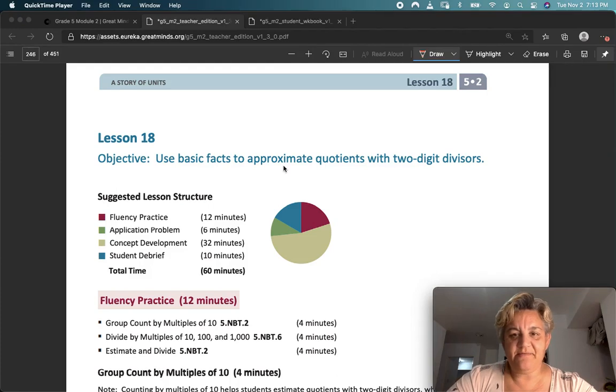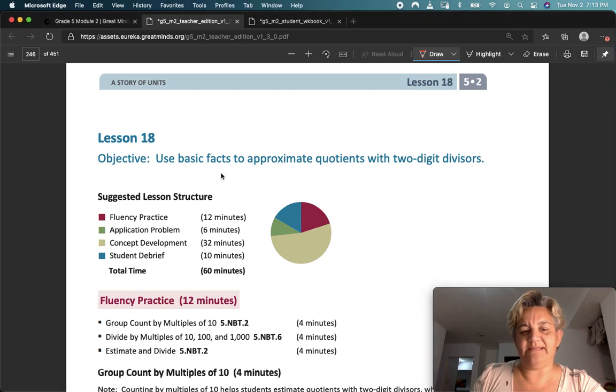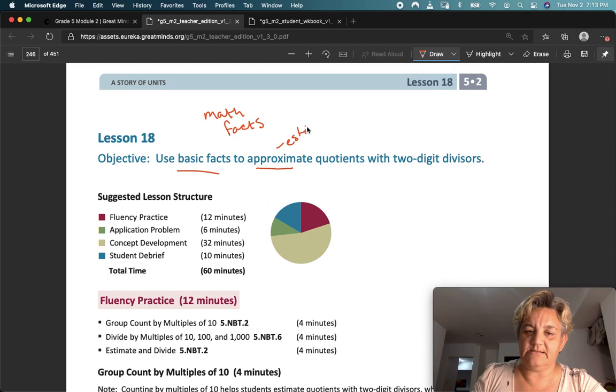This is Eureka Math, Module 2, Lesson 18, and our objective is to use basic facts to approximate quotients with two-digit divisors. Okay, this is very, very similar to Lesson 17, which we just did. By basic facts, again, they mean your math facts. So you're looking for math facts, things that you've been working on. An approximate quotient means an estimation, right? It's an estimate, and quotient, of course, is the answer to a division problem.